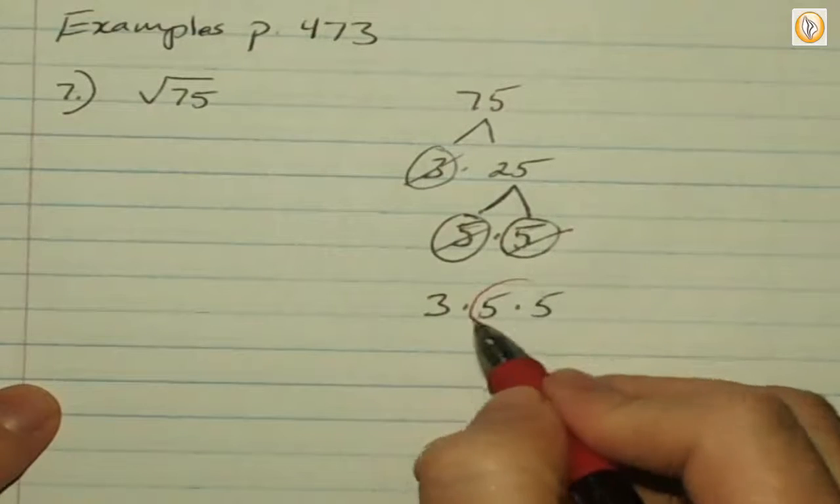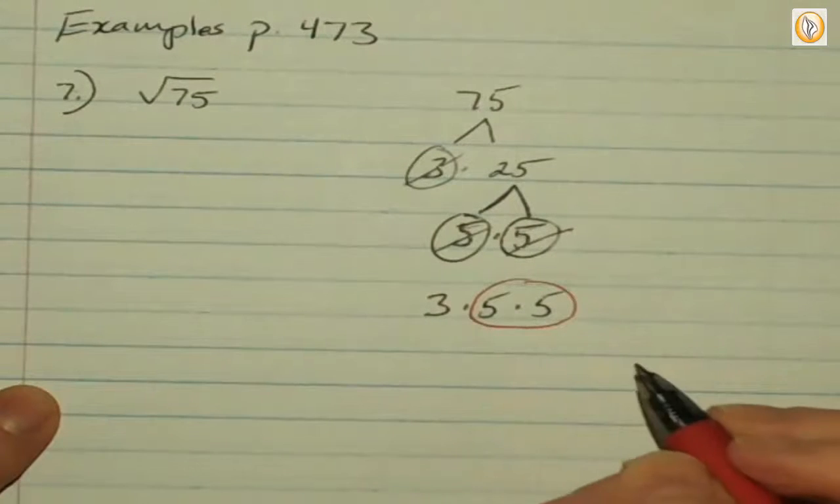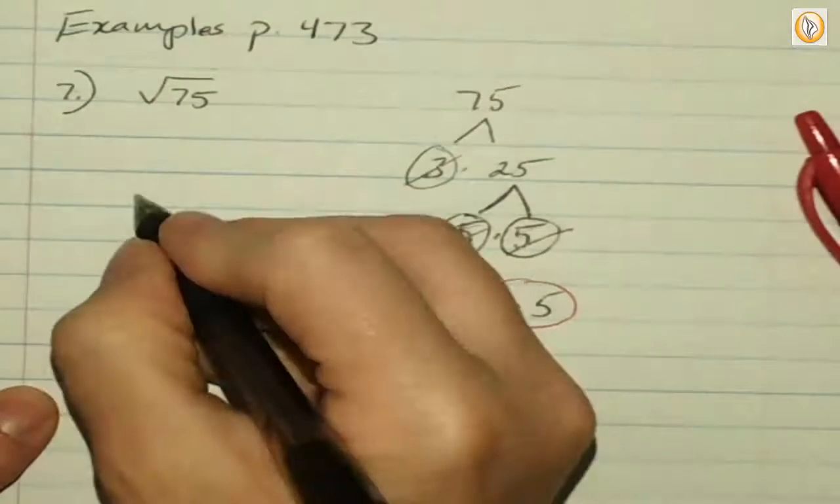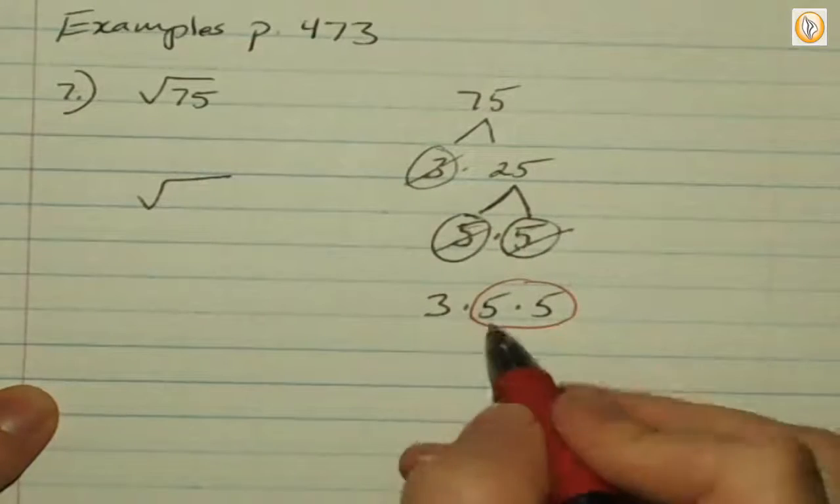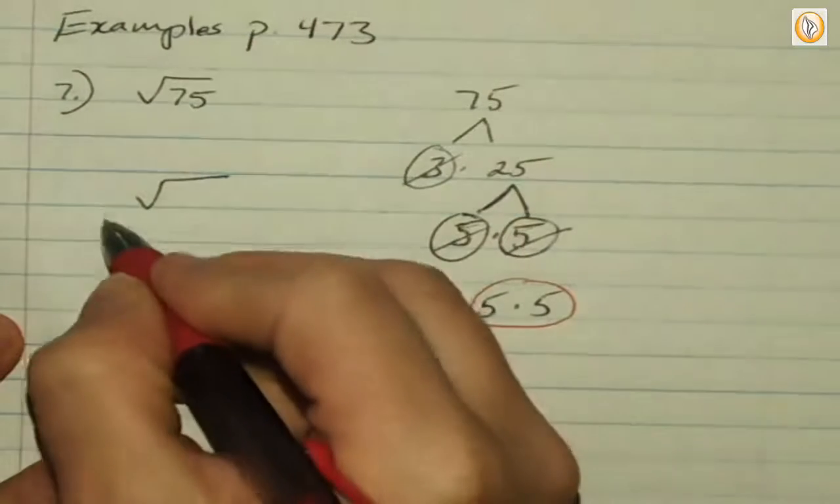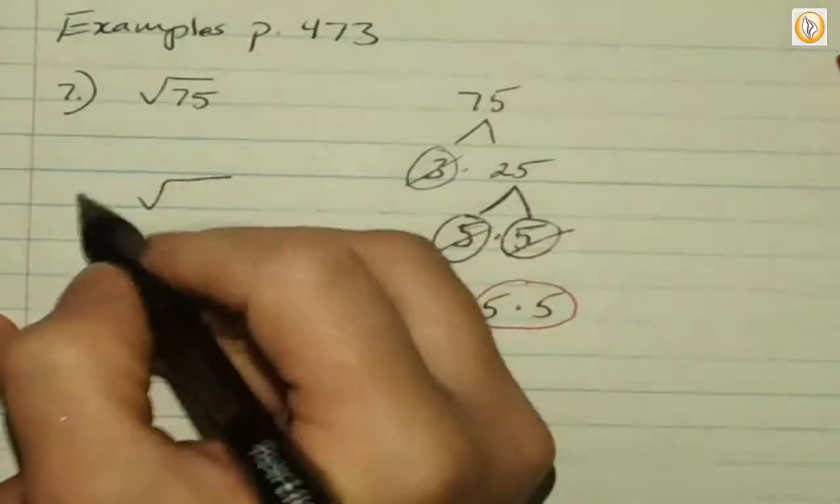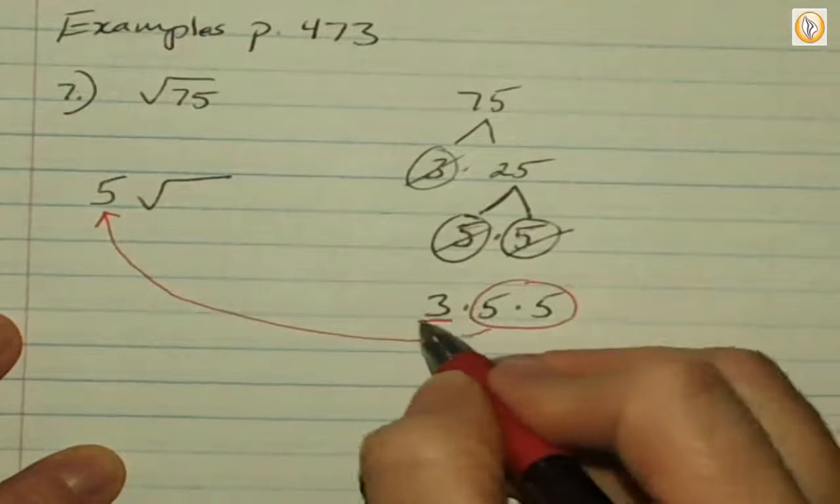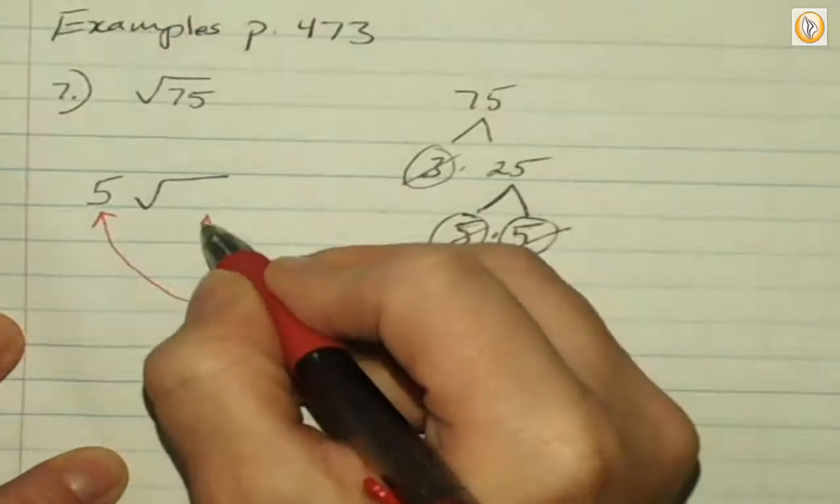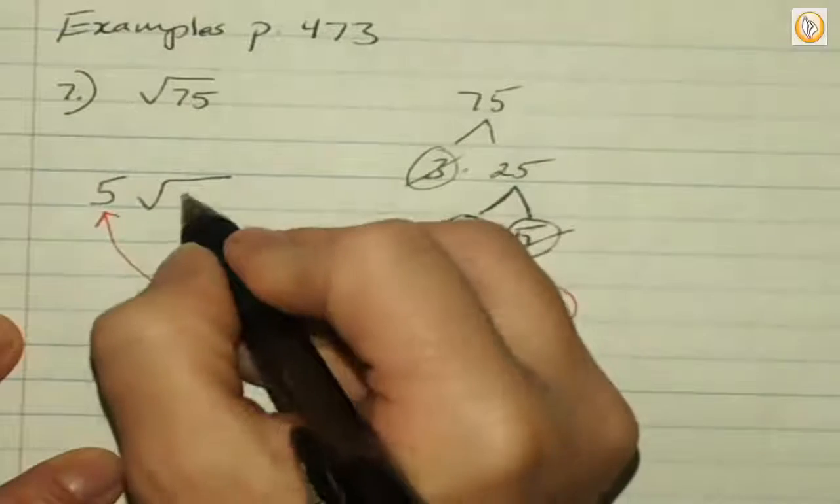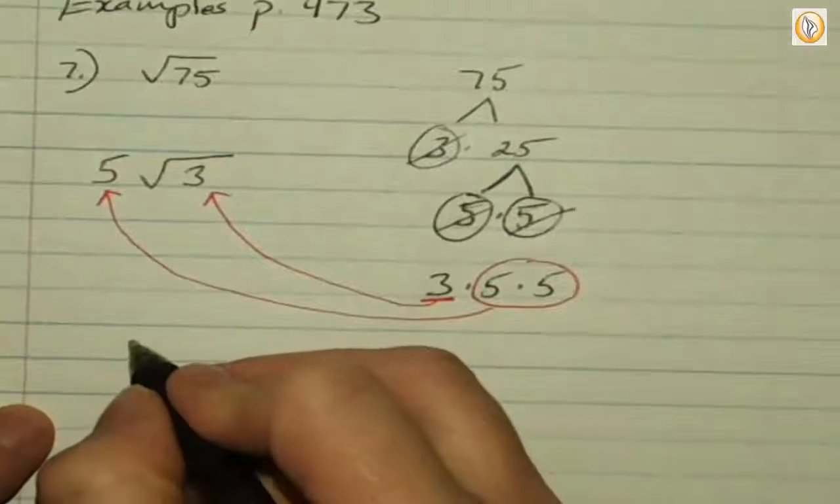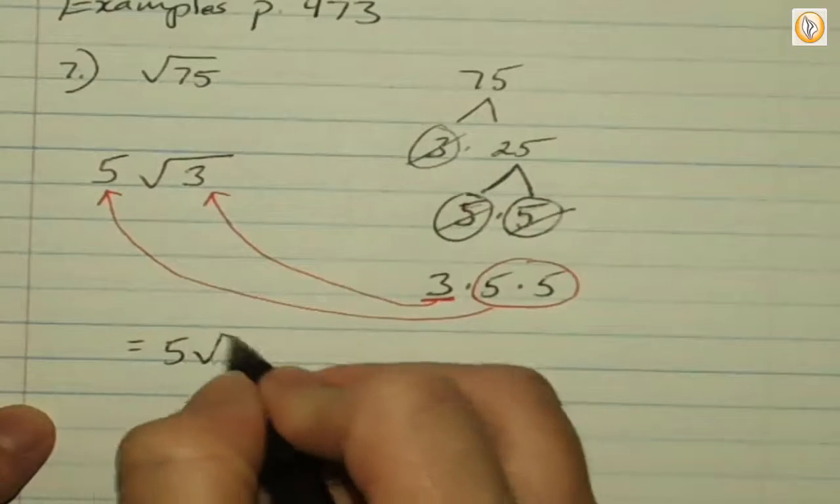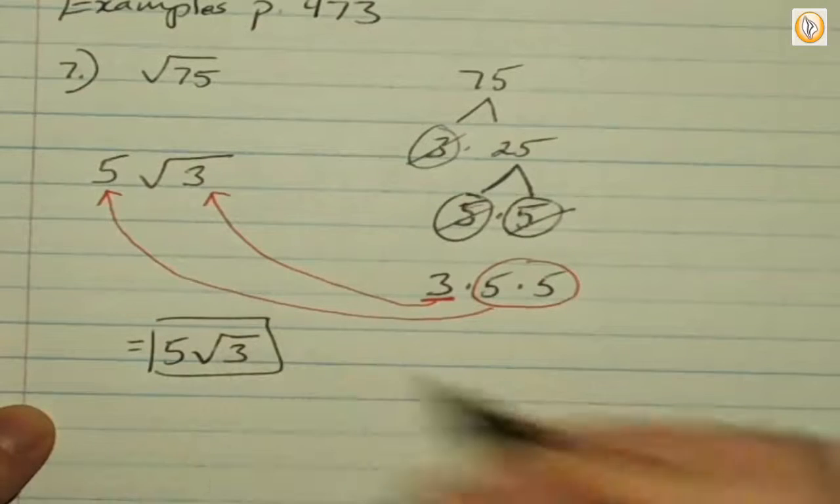Okay, so then I said you write out your factors from least to greatest. And our pair, we circle our pair. It goes on the outside, and we only choose one out of the pair. And then the leftover goes on the inside. So then the answer is 5 times the square root of 3.